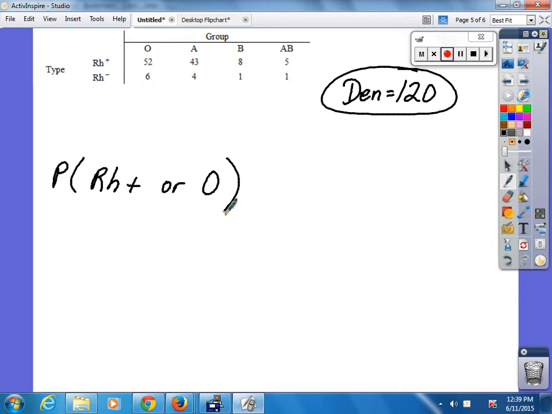Now let's say that I ask you, what is the probability of having RH positive or O blood? Well, what does the word or mean? It means additive law. So put a little addition sign there. And that means you're going to use the additive law. So take your handy dandy highlighter, and RH positive goes across there, and O goes there.